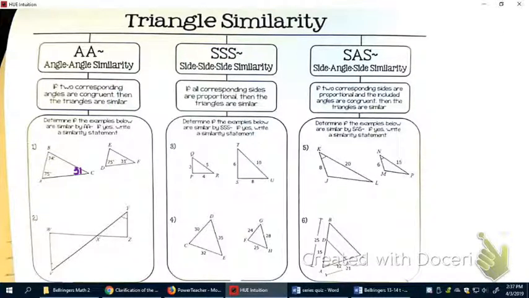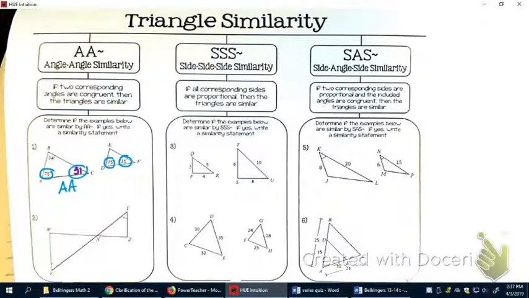Okay, now look at the 2 triangles. There's an angle that's the same. There's another angle that's the same. Does it have 2 angles that are the same? Yes, because 2 angles are the same, the triangles are similar by AA, or angle, angle.